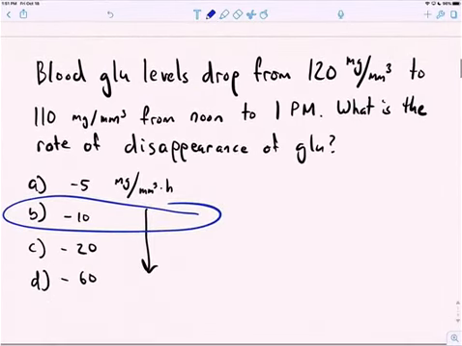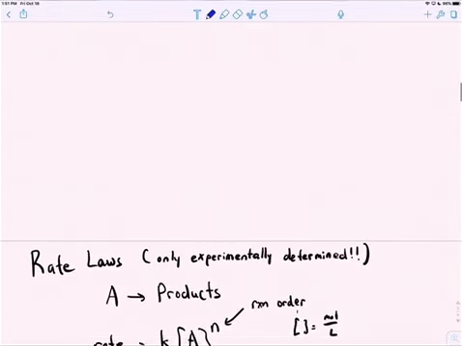So let's see if we can do this. This is designed to be an easy one. Blood glucose levels drop from 120 to 110 milligram per cubic millimeters in an hour. What's the rate of disappearance of glucose? And it's going to be going away.